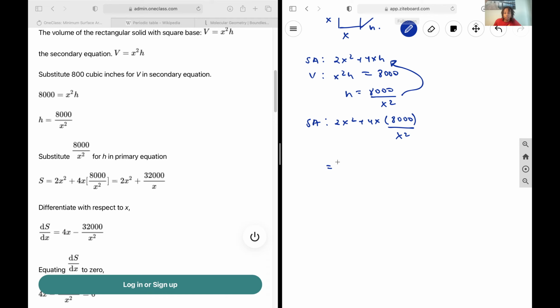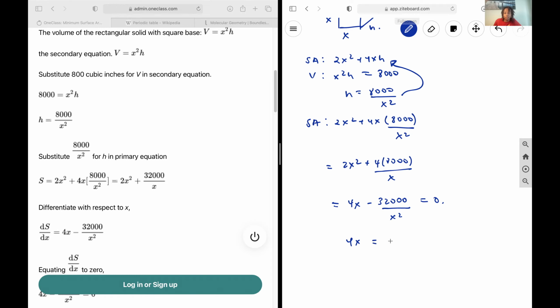And that is going to become 2x squared plus 4 into 8,000 over x. And so to find the extrema of this, the minima is what we're trying to find, we're going to take the derivative to find the extreme points. So we can get 4x plus minus, sorry, because of the 1 over x, so minus 3,000 over x squared. And then we're going to set this equal to 0 and solve for x.